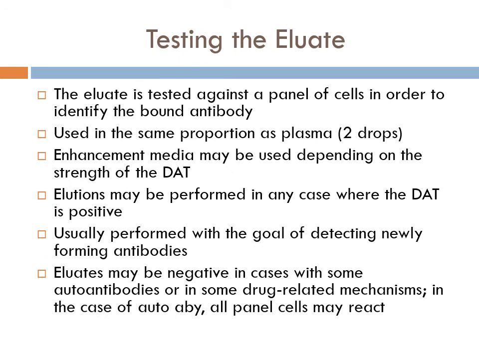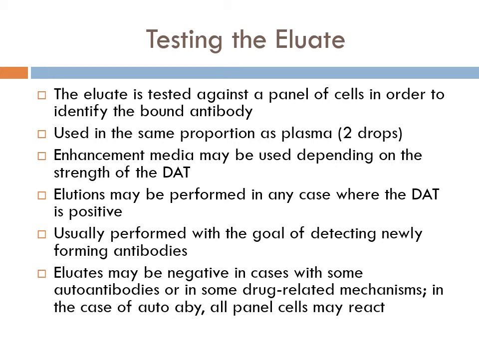So the eluate, once we've disassociated those bound antibodies from a red cell, is tested against a panel of cells in order to identify the bound antibody. This is used in the same proportion as plasma, 2 drops to 1 drop of red cell. Enhancement medium may be used depending on the strength of the DAT. So if we don't think we're going to see it without bumping up with that enhancement medium, a lot of times people will test these the exact same way they did the panel.